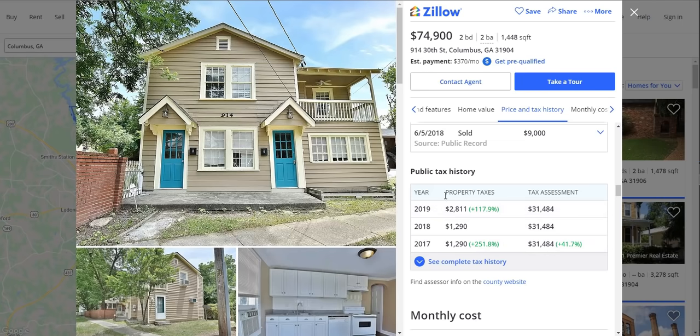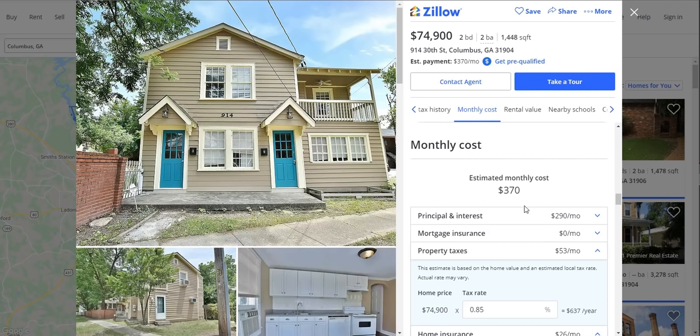So why did the property taxes for 2019 change? That's something that would need to be verified and could easily be verified by contacting the listing agent and just getting the tax history. They usually have that information.